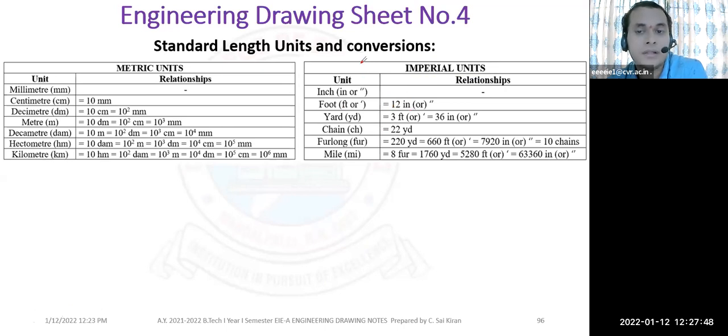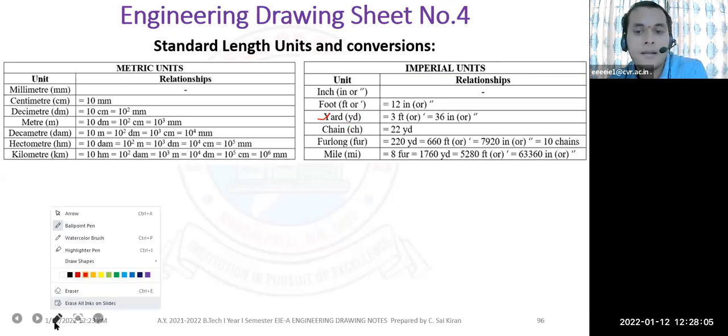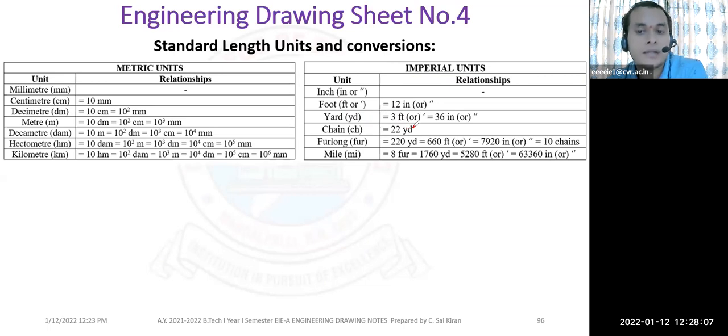Similarly, it is important. I'm going slow because it will be asked in the exam. They'll ask, 1 yard equals how many feet? 1 yard equals 3 feet. Like that, you have to know 1 yard equals 36 inches. Next, they'll ask the chain. Any problem they can ask in the exam. Next, chain: 1 chain equals 22 yards. 1 furlong equals 220 yards, 660 feet. Calculators are allowed in your exam, so you can calculate on your own.